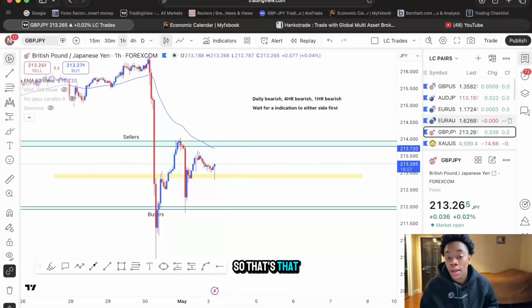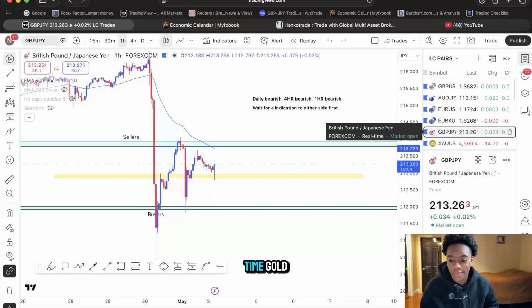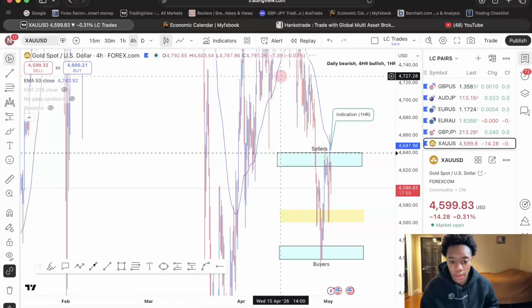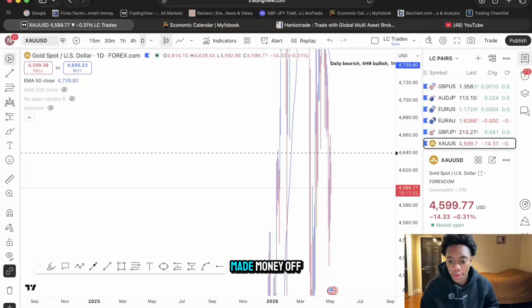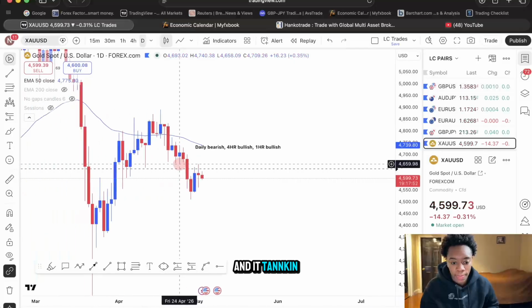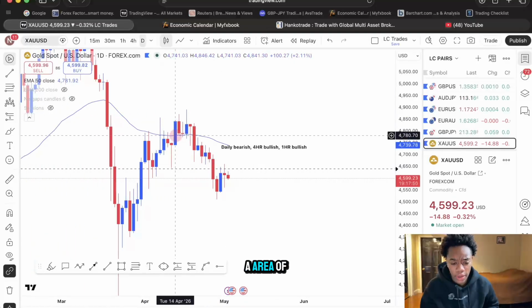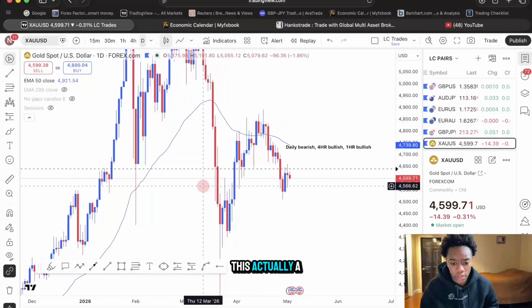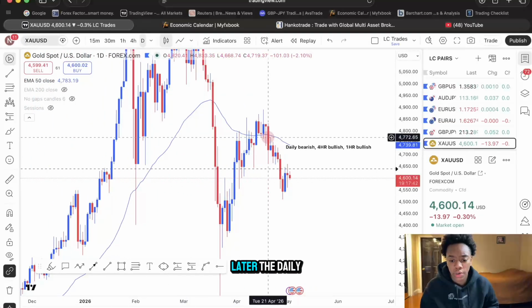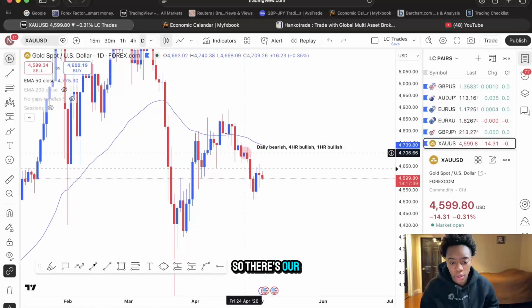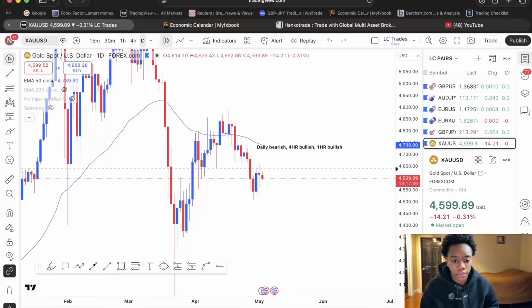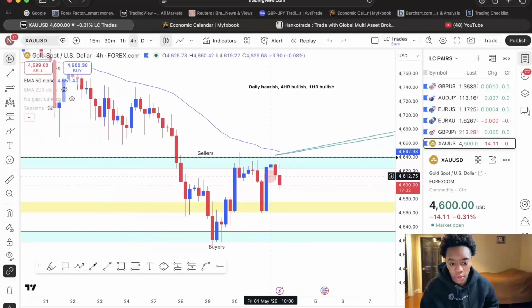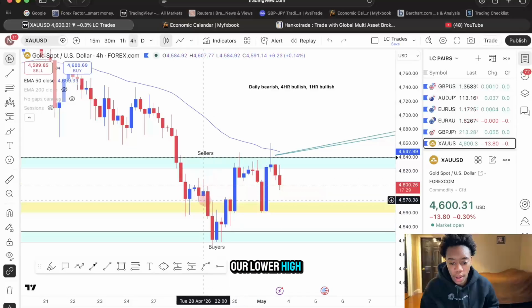So that's that. Last one, our favorite of all time, gold. So gold has been tanking, and we know that because a lot of people made money off of gold tanking. Oh, I don't have an area of interest on this. Interesting. Okay, there's actually an area. Okay, whatever, I'll do it later. The daily is bearish, so there's our lower high, there's our lower low. The 4 hour is bullish. Zoom in real quick. So this is our lower high, lower low.